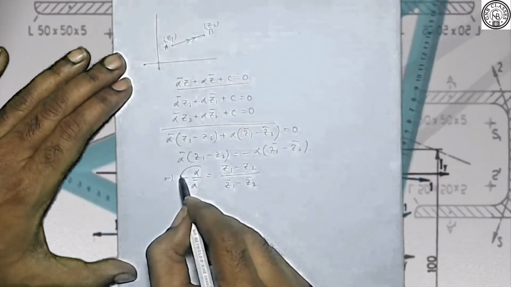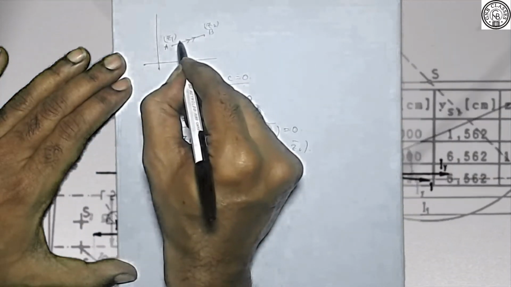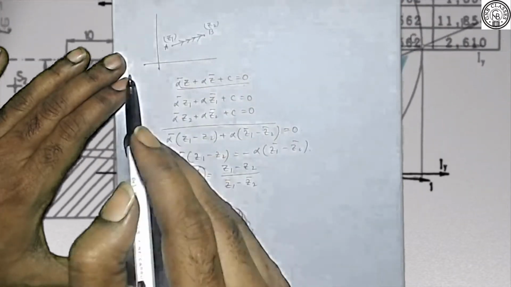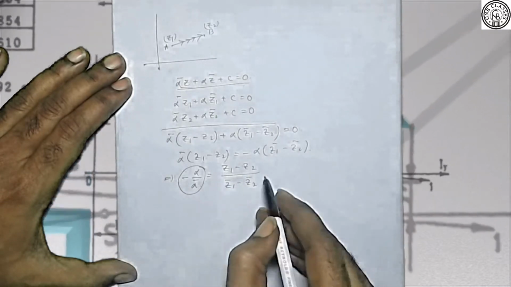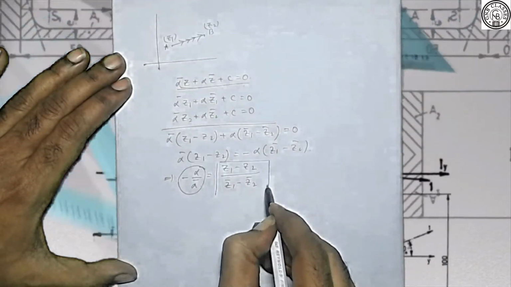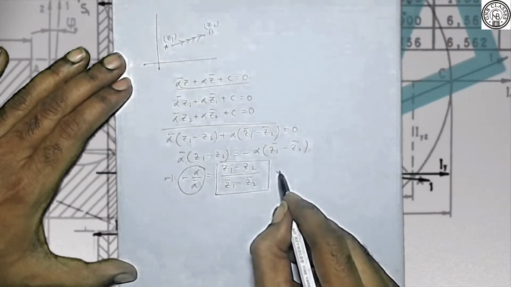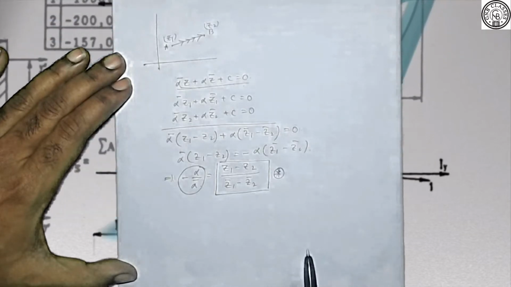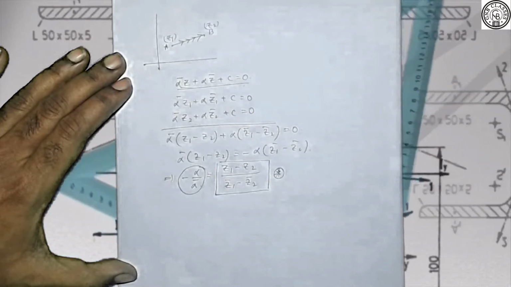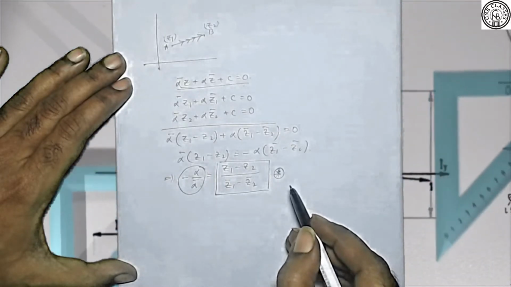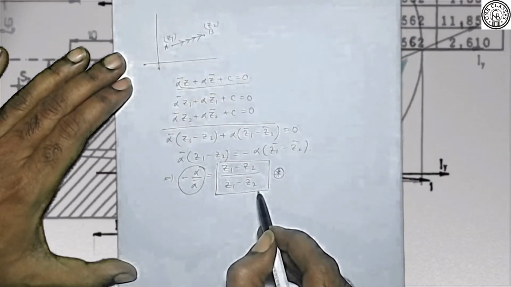Now, what is minus alpha by alpha bar? That is nothing but the slope of this line. That is, the slope of the line joining the points z1 and z2 is nothing but (z1 minus z2) divided by (z1 bar minus z2 bar). This is a very, very important point to be remembered. Whenever two complex numbers are given on a complex plane, the complex slope of the line joining those 2 points will be (z1 minus z2) by (z1 bar minus z2 bar).